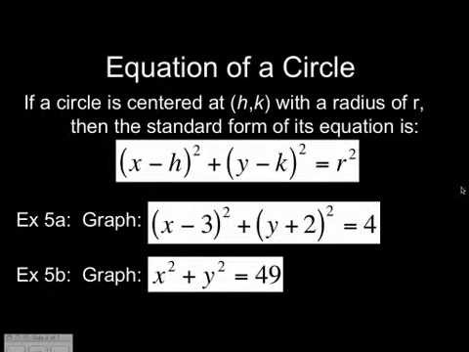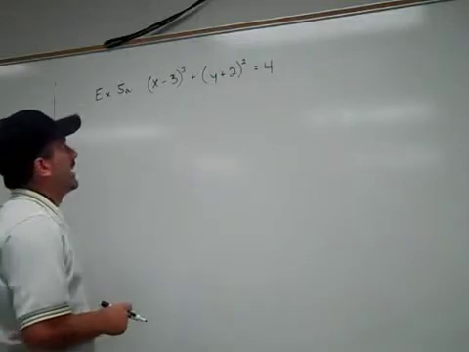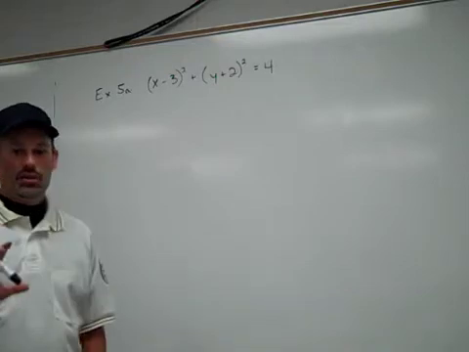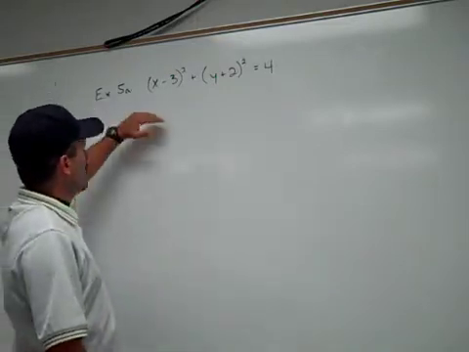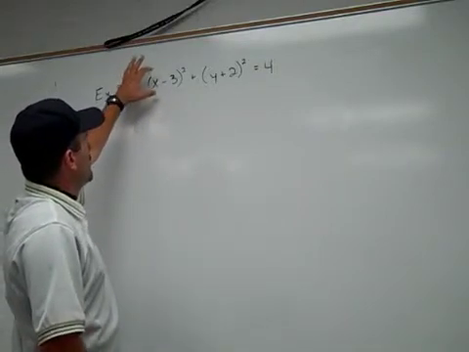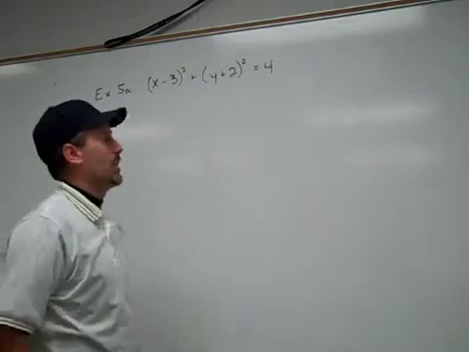We're going to take a minute to graph these two. (x minus 3) squared plus (y plus 2) squared equals 4. In the first part of example 5, we're supposed to graph this equation. We just learned the formula for the general form of a circle. As we can see, this is a circle. We have this thing squared plus this thing squared, and it equals the radius squared.